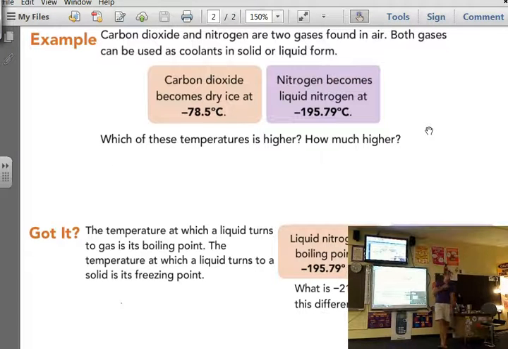So, how can we find the difference between these temperatures? I have a negative 78.5 degrees and a negative 195.79 degrees. Ellie? I subtracted negative 78... I subtracted the carbon dioxide from the nitrogen. I can agree with that. But when you subtract a negative, what actually ended up happening?